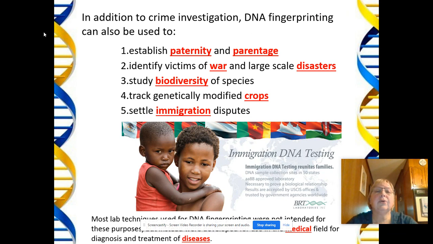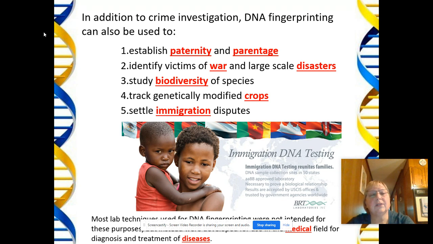In addition to crime investigations, DNA fingerprinting can be used to establish paternity and parentage. It can identify victims of war. If you cannot identify them physically, they can take a DNA sample and run it. And large-scale disasters, and we've seen a lot of those lately.